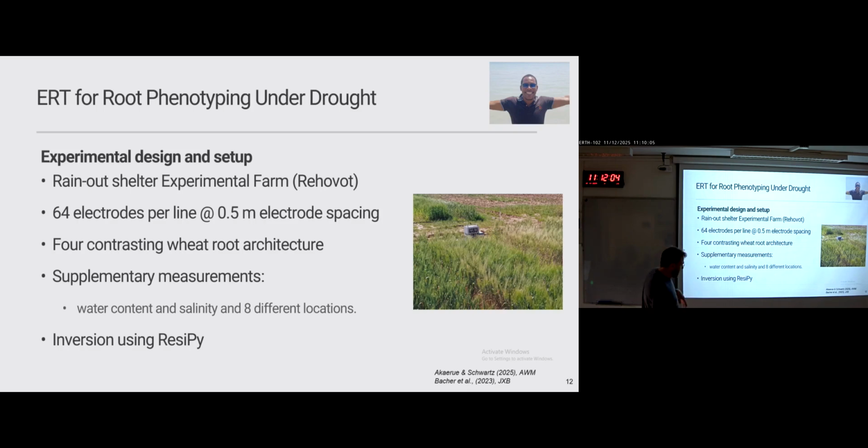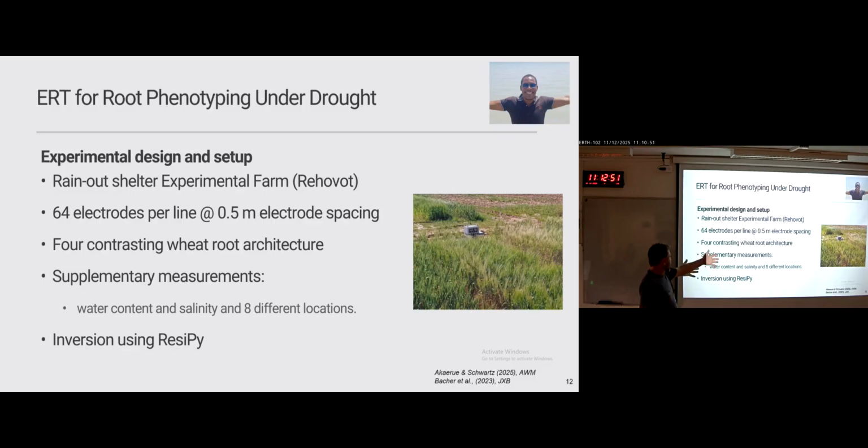And this is Emmanuel, my PhD student. The idea in this experiment was to use ERT to look at different root phenotypes differing in their root architecture under water-limited conditions. We did the experiment in the experimental farm in Rehovot under the rain-out shelter infrastructure that we have there. So no rain. We allowed the plants to grow for a month, something like that, irrigating and with some rain. And after that, we did not allow any water to infiltrate into the soil.